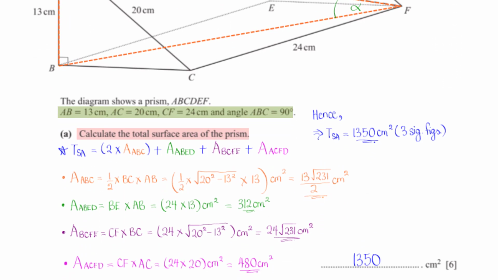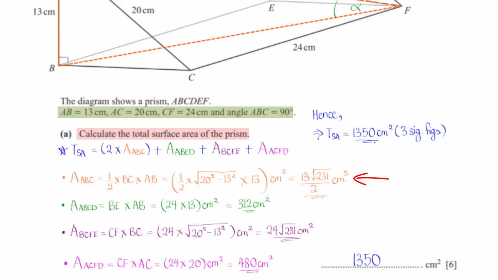And so the total surface area of the prism is equal to 2 times the area of triangle ABC plus the area of rectangle ABED plus the area of rectangle BCFE plus the area of the rectangle ACFD. And so the area of triangle ABC is equal to half of BC times AB. AB is equal to 13 centimeters and BC can be found using Pythagoras theorem, and it gives us square root of 20 squared minus 13 squared centimeters.